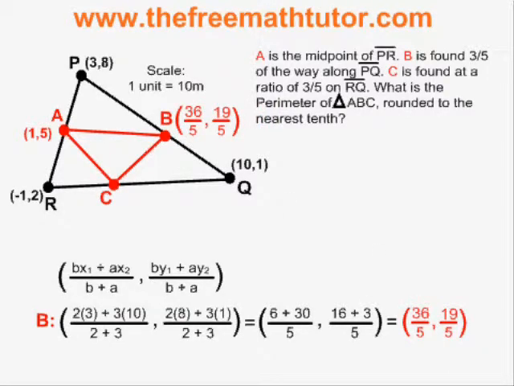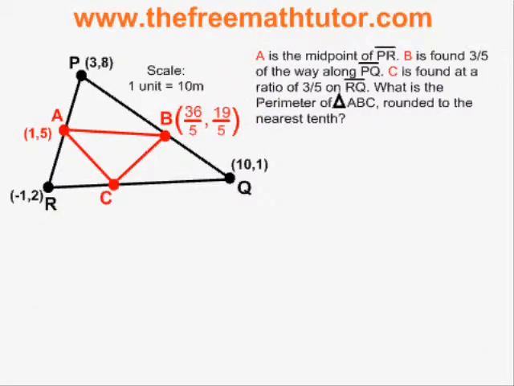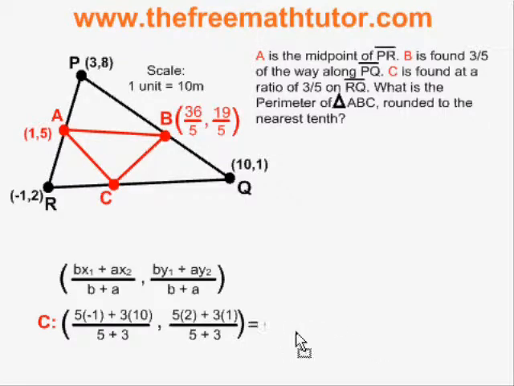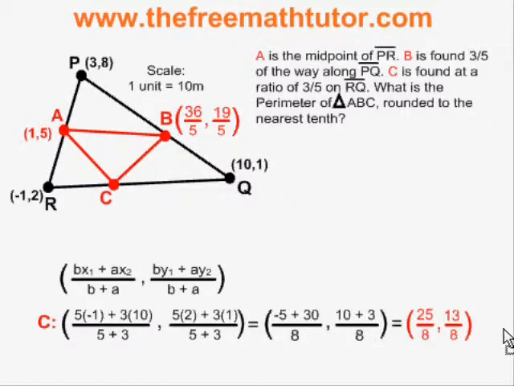Now it's time to move on to point C. Point C is found at a ratio of 3 to 5 on RQ. Therefore, if R is the starting point and Q is the ending point, A is 3 and B is 5 in my ratio. Using the ratio formula again, with A equals 3 and B equals 5, and plugging in the coordinates of vertices R and Q, the simplification will look like this. I end up finding that the x and y coordinates of point C are 25/8 and 13/8, and I label my drawing accordingly.